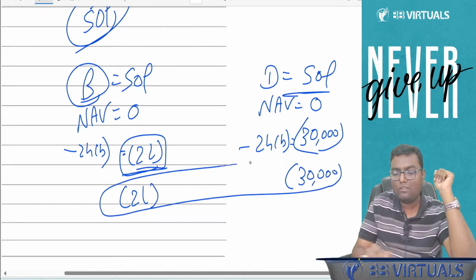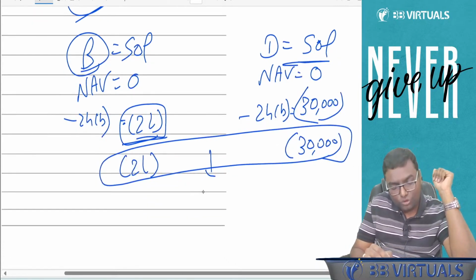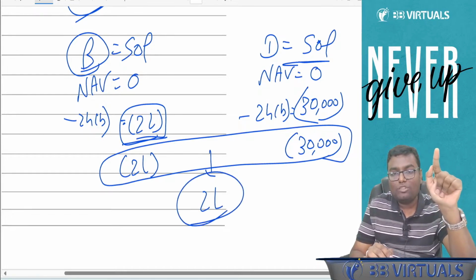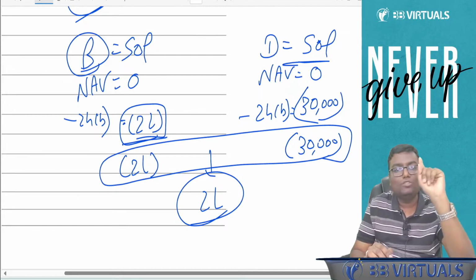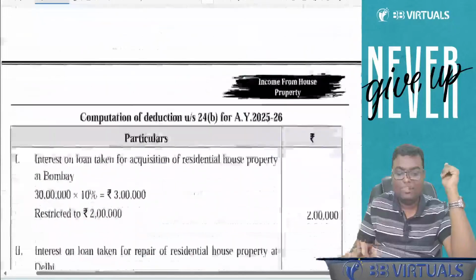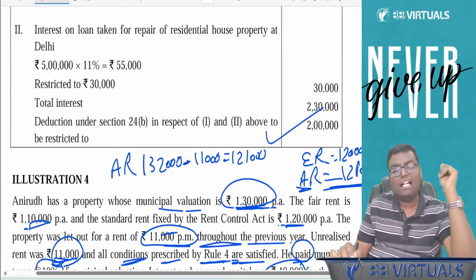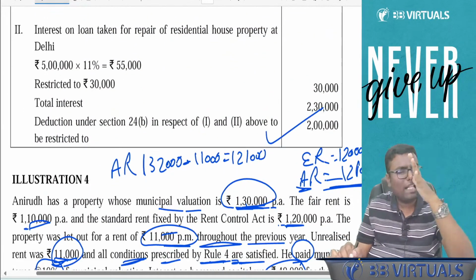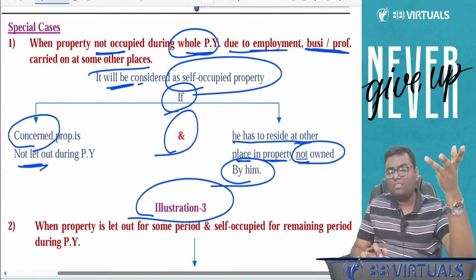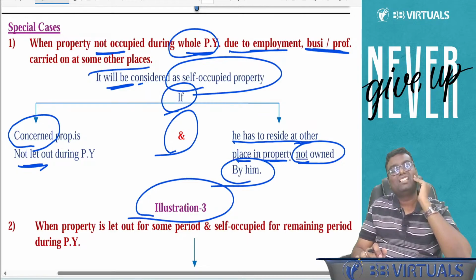Can I say total deduction will be 2 lakh? Because in case of SOP, the limit of rupees 2 lakh is per owner, not per house. So both the houses combined, the deduction will be rupees 2 lakh. Are you understanding this? This point I have discussed earlier also. So that was our first special case.